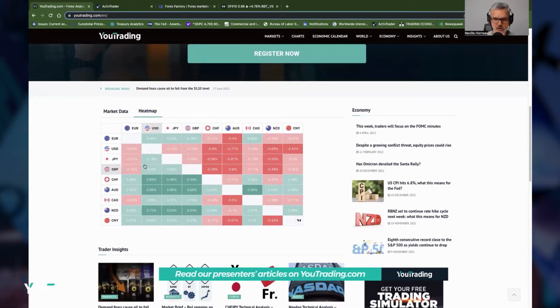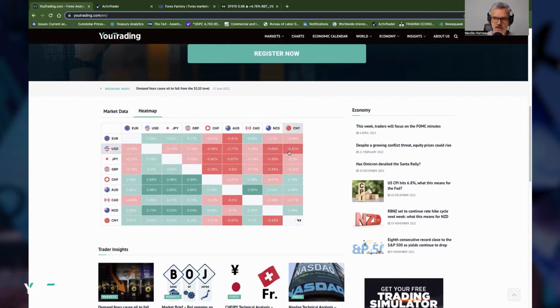We're looking at the bottom left-hand corner turning green, top right-hand corner turning red in the London session, so more of a risk on start for this week. Looking at the Australian dollar, it is the strongest currency. US dollar is the weakest, so maybe going long Aussie versus US dollar is the way to go today.